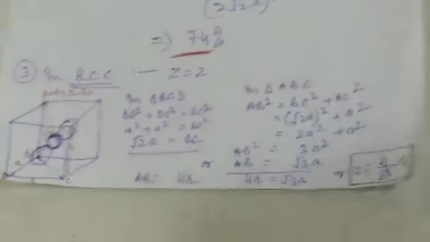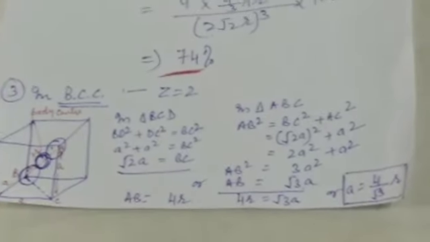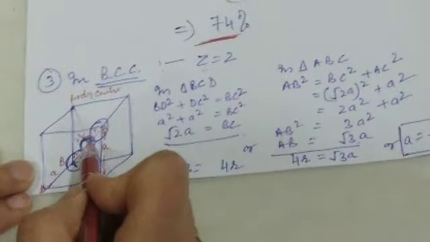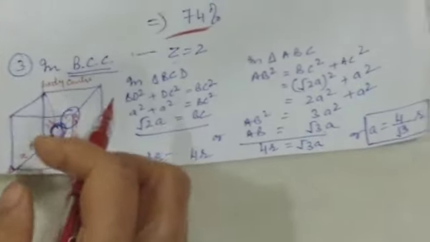The percentage packing efficiency of body-centered cubic cells. Now here, the number of atoms per unit cell comes out to be 2. Z is equal to 2 here. Now, see, body-centered means one atom is present in the center of the body. So you again imagine the room as a cube.